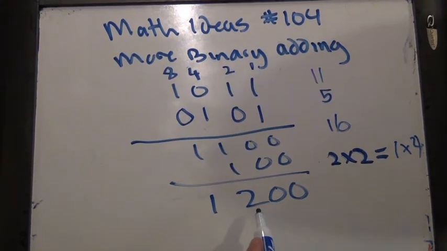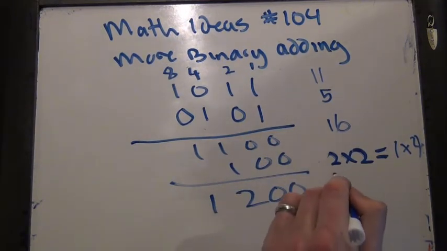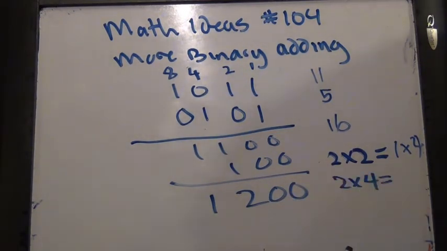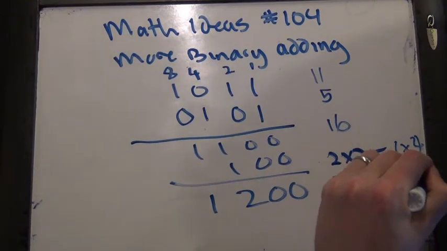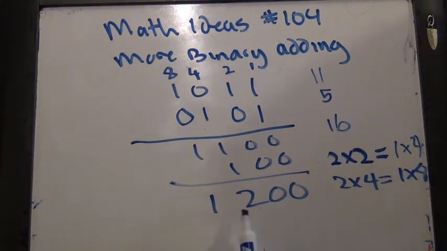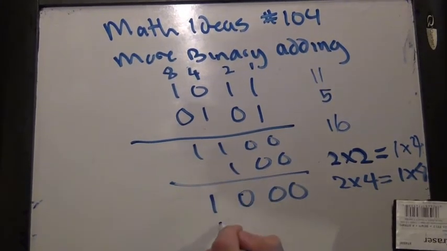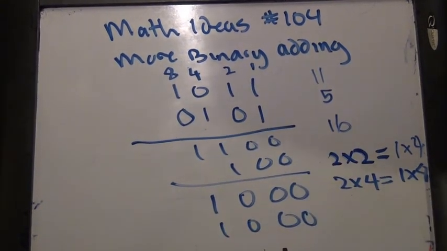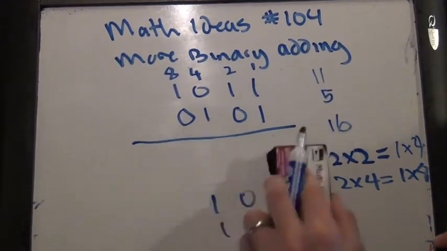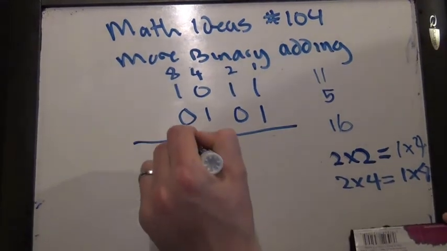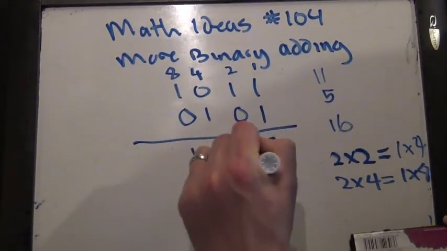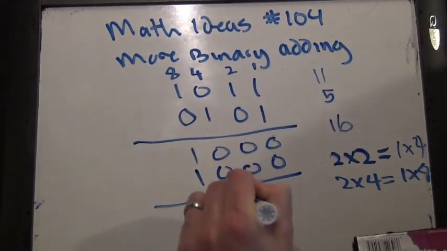We get a 2. Well, this 2 is equal to what? 2 times 4, which is 8. 1 times 8. Okay, so we're going to pluck this 2 away, make it a 0, and add on an 8, which is 1, 0, 0, 0. Right? Because that's the 8th digit. But this is the same as 1, 0, 0, 0 plus 1, 0, 0, 0, which is 2, 0, 0, 0.